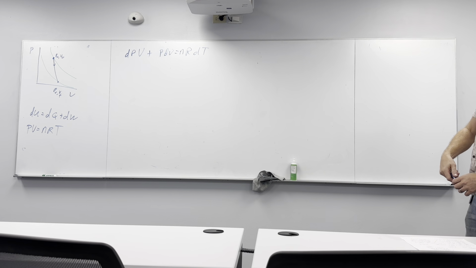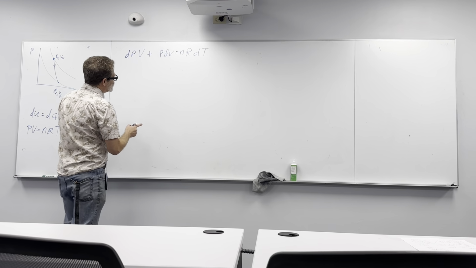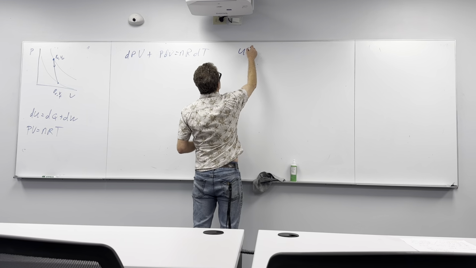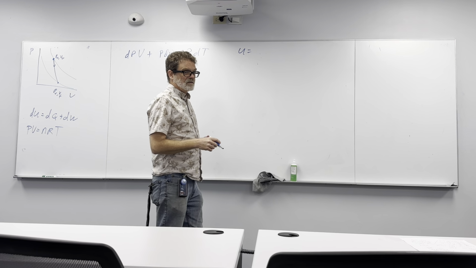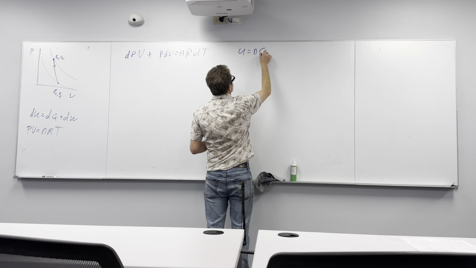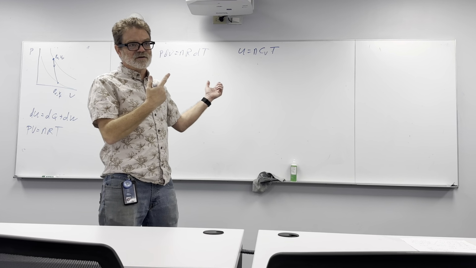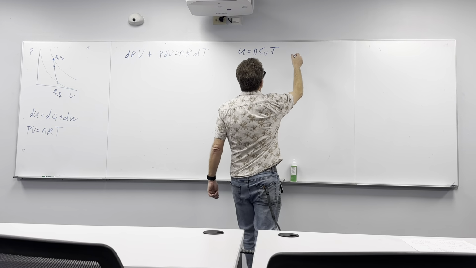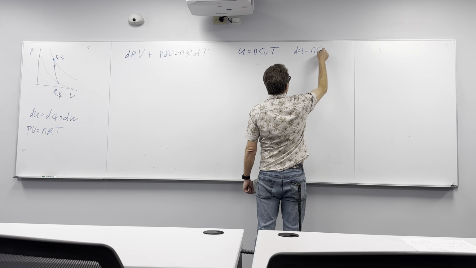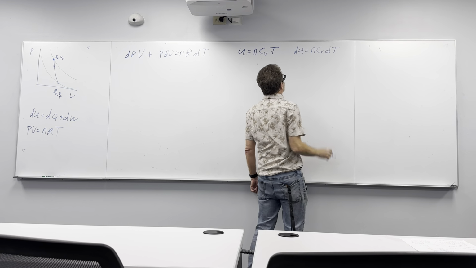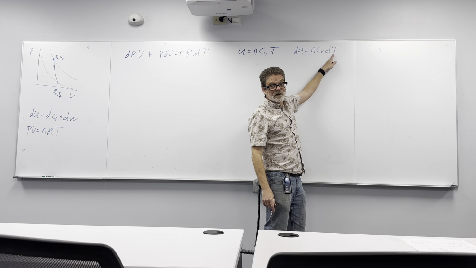And I need to look at the first law as well. So the first law is dU equals dQ plus dW, but U I can write in terms of T. What's U in terms of T? 3/2 n R T, which is n CV times T. So that means dU is n CV dT. A little change in energy is coming from a little change in temperature. You guys with me?